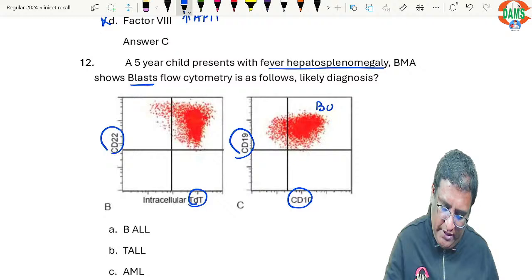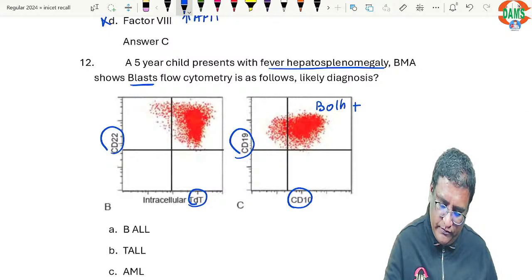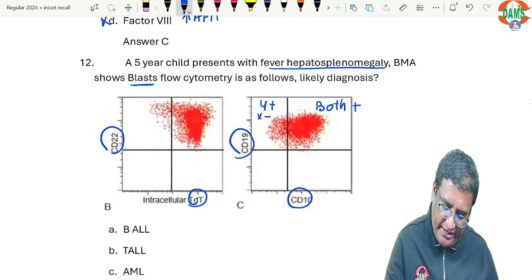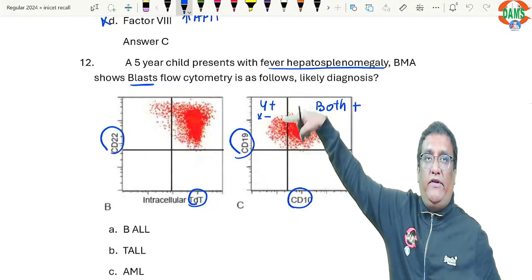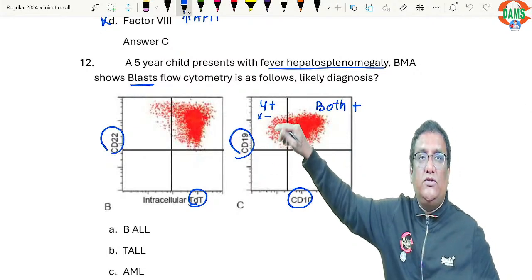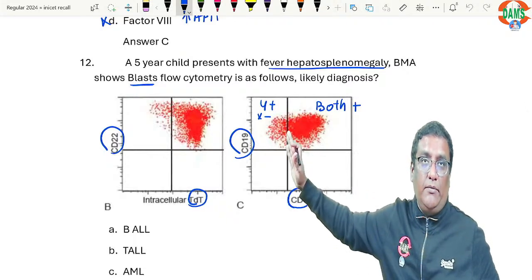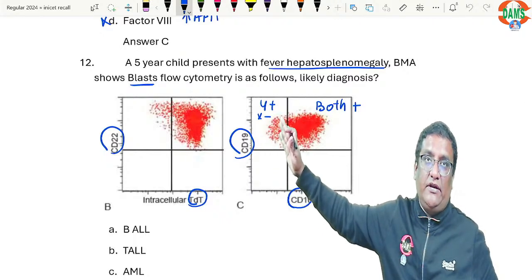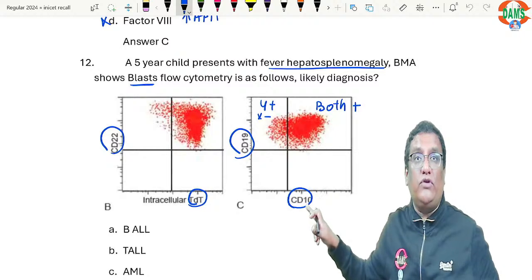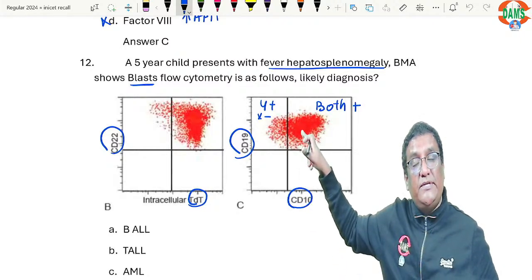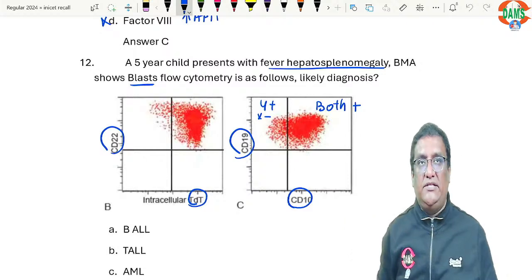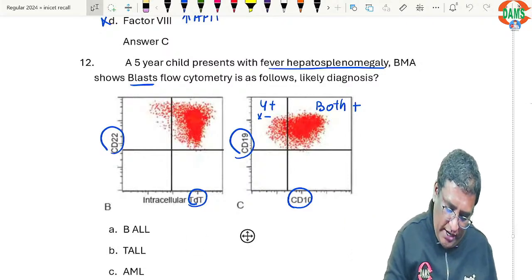Okay, so this column will be both positive. Yes, this is both positive, if you remember. And this will be positive for the y-axis. So I will write y positive but x negative, right? Whatever the marker on the y-axis is, that will be positive, but the x-axis will be negative. So these cells are CD19 positive, but they are negative for CD10, isn't it? CD10 negative these are. So that means there are many B cells which are negative for CD10. That means these are not precursor B cells, but B cells which are either precursor or germinal center B cells. Next, CD22 and TdT.